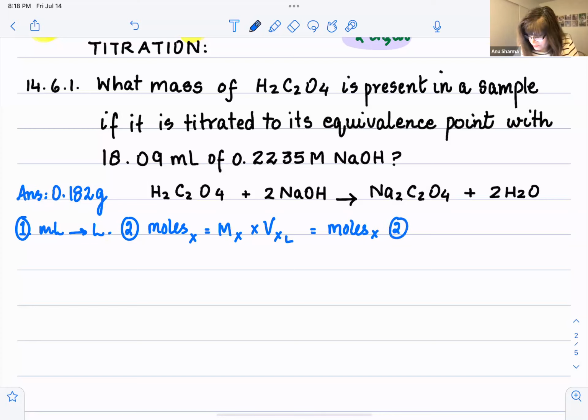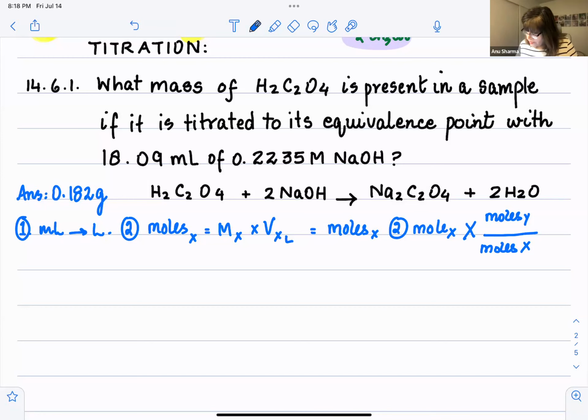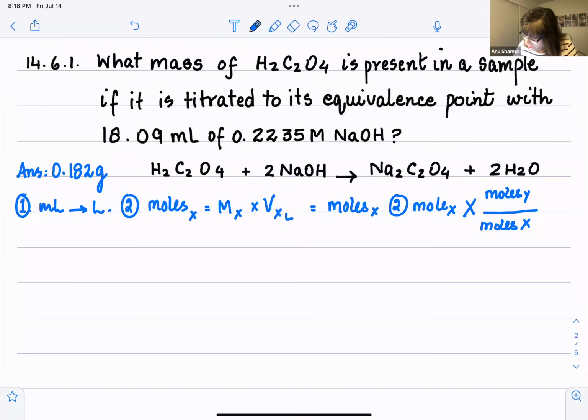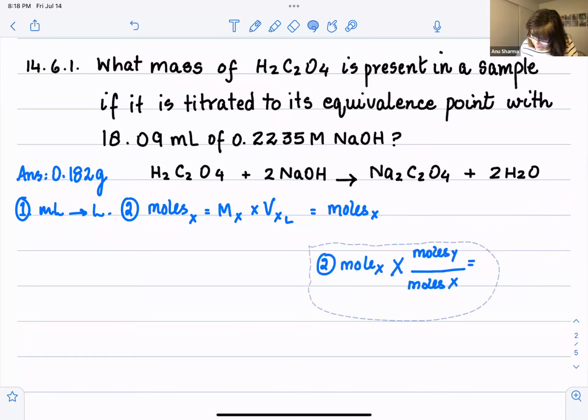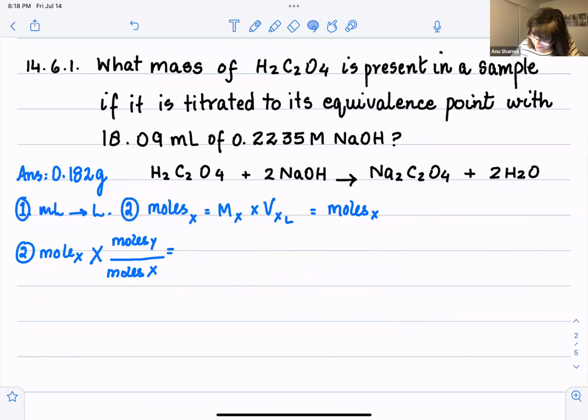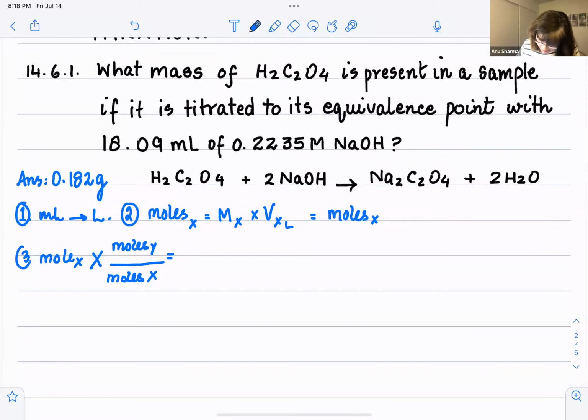Next thing, you're going to take the moles of X and multiply by the mole-to-mole ratio. You're going to take the moles of Y on the numerator and the moles of X in the denominator. Okay, so now this is going to give you the moles of Y. This is the third step. Okay, next, this gives you the moles of Y.